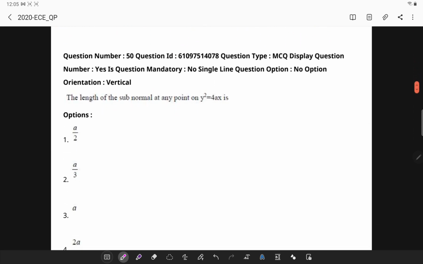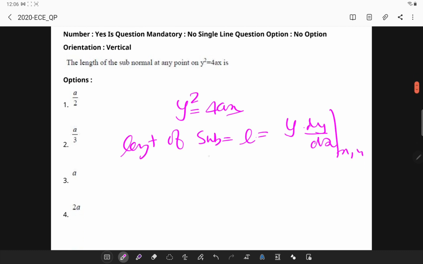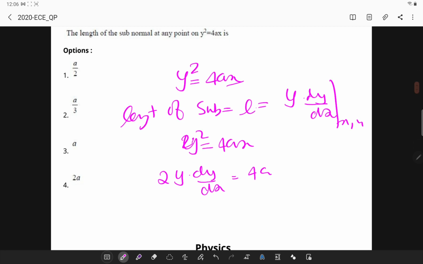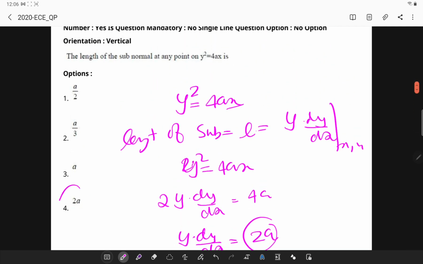Now coming back to the last question of the day. Here you have y square is equal to 4ax, and the length of subnormal is given by y into dy by dx at the point x comma y. So if y square is equal to 4ax, if I take a derivative, 2 into y into dy by dx will be 4a, or y into dy by dx will be just 2a. So the answer is option 4.